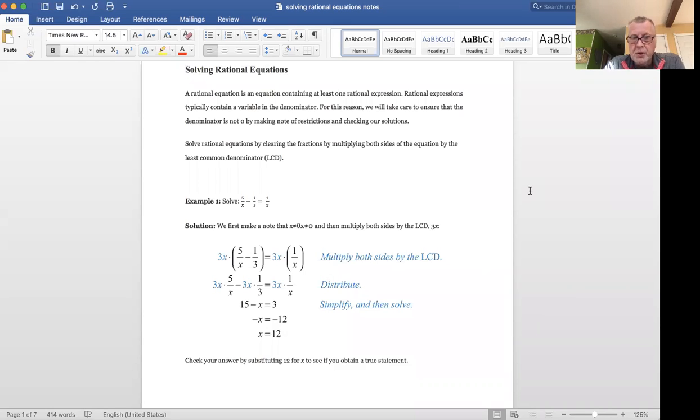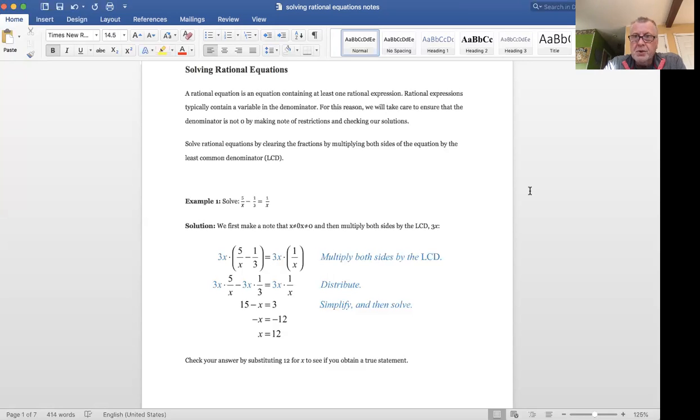Okay, remember the restrictions: set the denominator equal to 0, solve for x, or whatever the variable is, and that tells us the restrictions. Any solution that's one of those restrictions has to be thrown out. It's called extraneous. So let's look at example 1. In example 1, we have 5 over x minus 1/3 equals 1 over x. Okay, make note, x cannot equal 0.